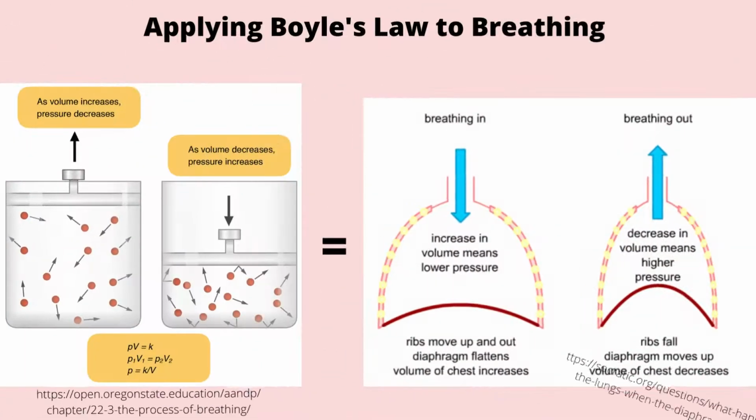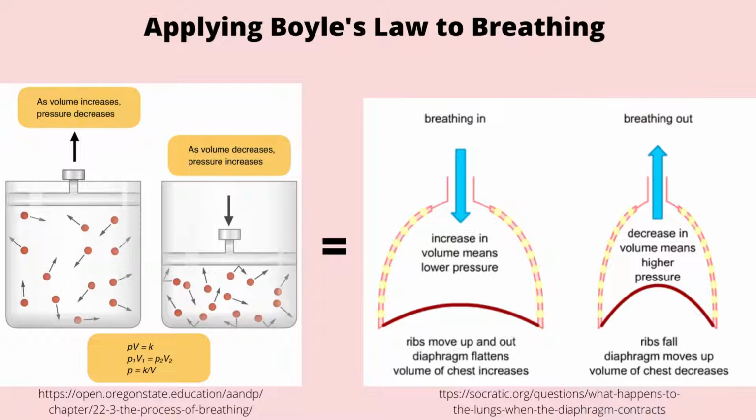So applying Boyle's law to breathing, gases always fill their container. If the container in this case is the lungs and the volume is increased, then the pressure will decrease, which is known as inspiration, breathing in the oxygen. If the volume of the lungs is decreased, then the pressure inside the lungs is increased. This is expiration, also known as breathing out the CO2.